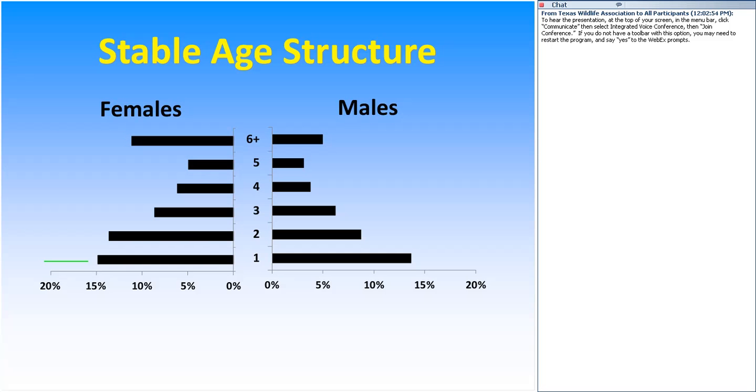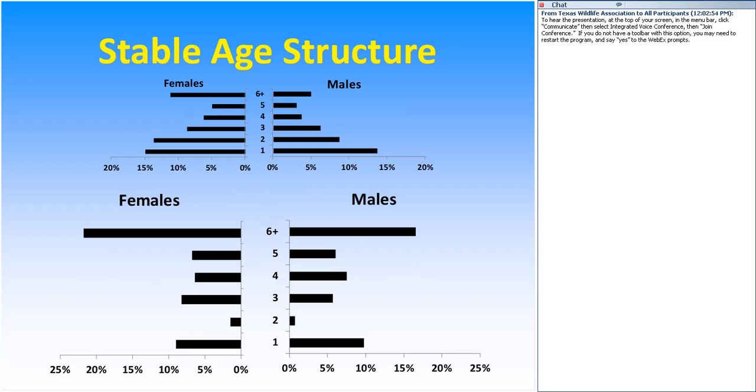I'm going to show you another graph here of an age structure for a population, and this age structure doesn't look anything at all like the age structure that we just talked about. We've got a big gap here in 2-year-olds. There's hardly any 2-year-old deer. We're not getting a big drop off as we get up into older age classes like we did above. And we've got a huge number of really old deer, 6+ year old deer.